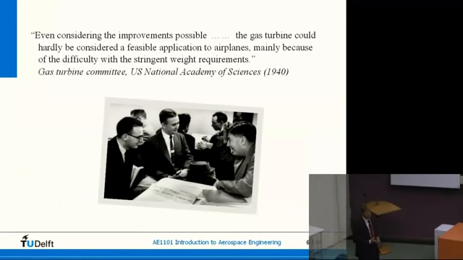Another impression of how innovation can sometimes be blocked by conventions. Imagine that you are considering, like people were at some point, using turbines, like we use in gas turbines, for airplanes. Well, in those days, and this was in 1940, mind you, not too long before the actual jets arrived, the US National Academy of Sciences and their gas turbine committee, so by far the most knowledgeable people on gas turbines, could assure everybody that even considering all the improvements possible, the gas turbine could hardly be considered a feasible application to airplanes, mainly because of the difficulty with the stringent weight requirements.